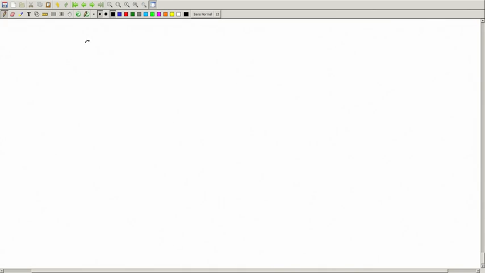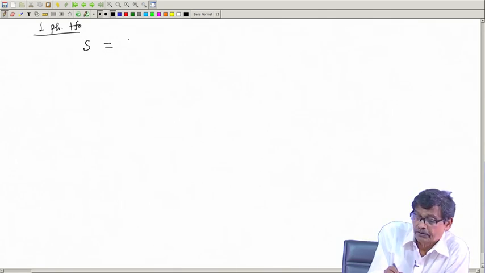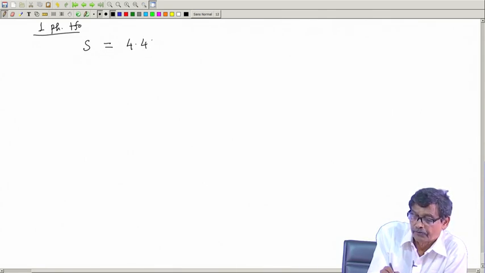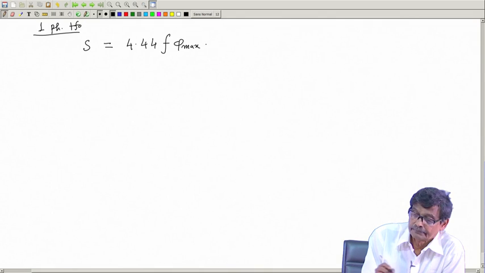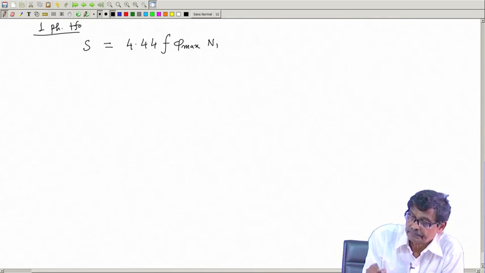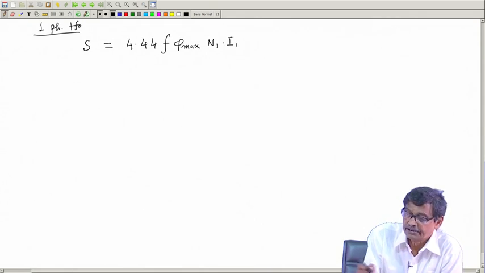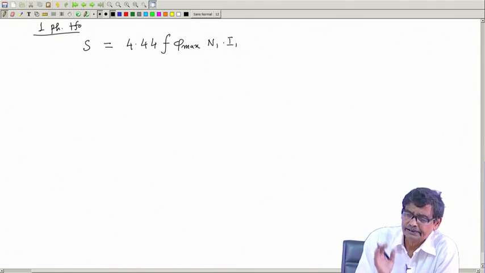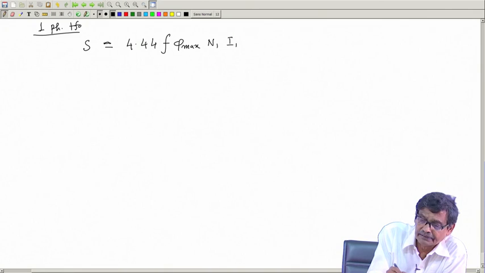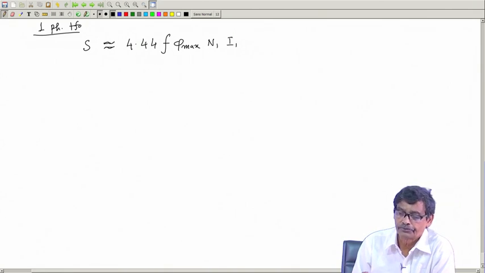Now, the KVA rating of a single phase transformer, I will say it is equal to 4.44 A phi max N1 into I1. I1 is the rated current. Forget about that leakage impedance drop, etc. So, this is approximately the KVA, very close to.